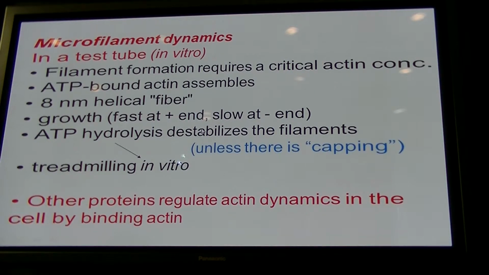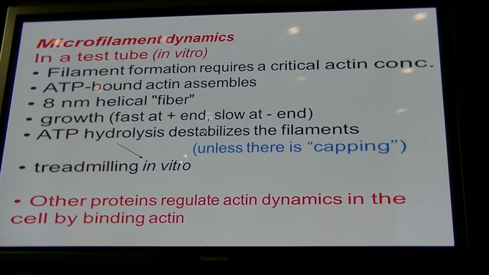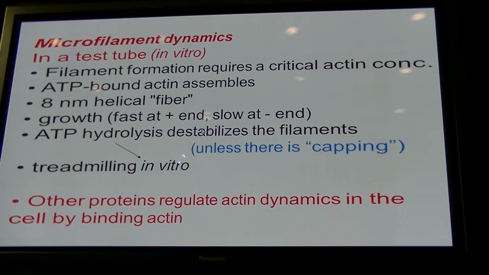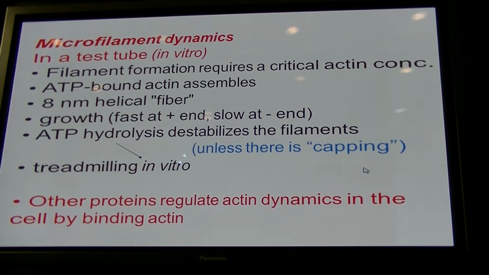Now we know that if actin is incorporated into the filament, we see hydrolysis of the ATP, and the ADP bound actin stays in the filament, but filaments made up of ADP actin are a little bit less stable. So the ATP hydrolysis destabilizes the filament. Not all the actin filaments in a cell fall apart all the time, and that's because there are proteins that bind to the ends of the filament, called capping proteins, and they stop the growth, but they also stop the breakdown.